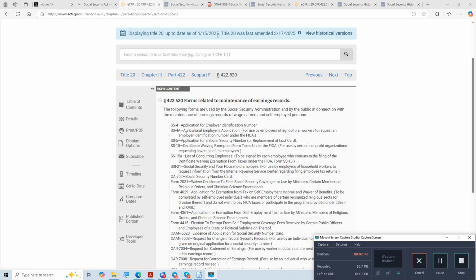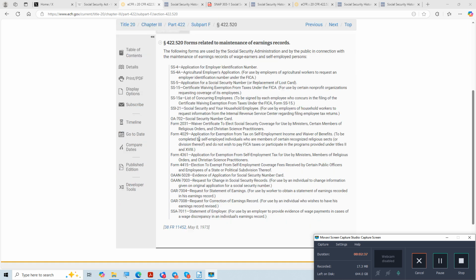Go figure, right? But going further down here, I guess I haven't really studied each of these completely, but the other one that stuck out was OAAN 5028, which is evidence of application for Social Security number card, which is the OA702. Well, they don't have that either. They have some other card that they'd like you to believe is that, but it's not that card.